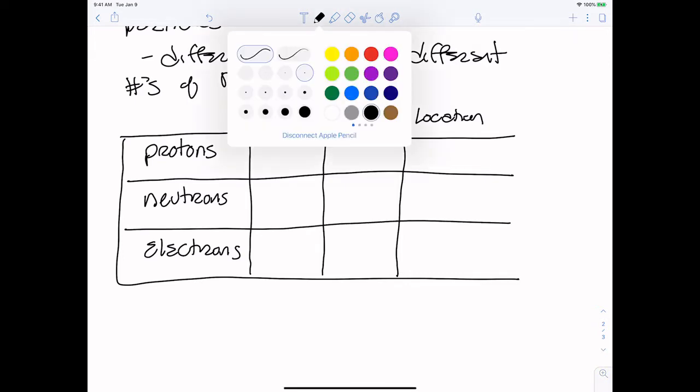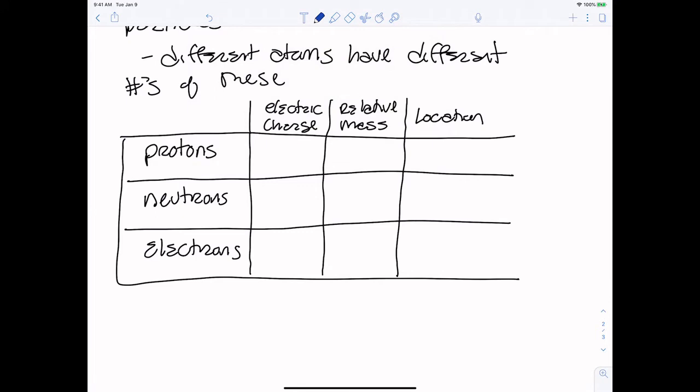So protons, what is my charge on a proton? Yeah, good. +1, right? Some of you might have just said positive, but make sure you say +1 because +2 is still positive, right? It has a +1 charge.